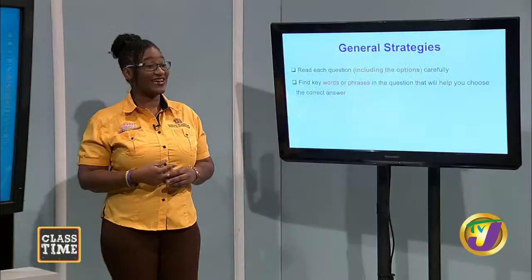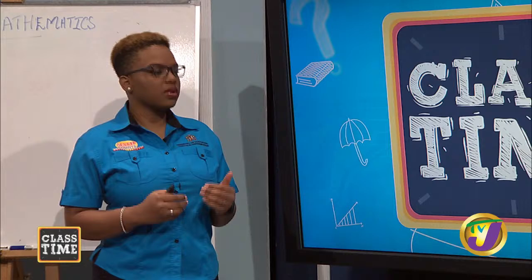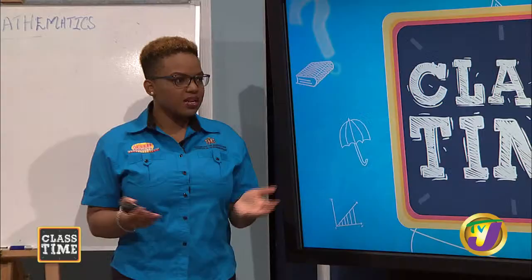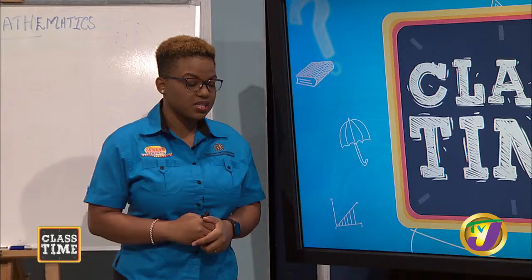Another strategy is to work the easiest problems first. So we know the exam is timed. And so we want to ensure that we try as much as possible to answer those questions that require less effort before we get to the more difficult questions. Because we know that there are 60 questions and you have 1.5 minutes to answer each question. So the exam is 1.5 hours, and you have 1.5 minutes to answer each question. That's not a lot of time.